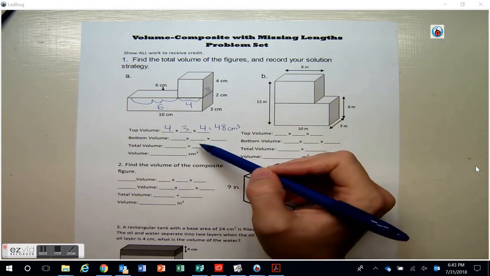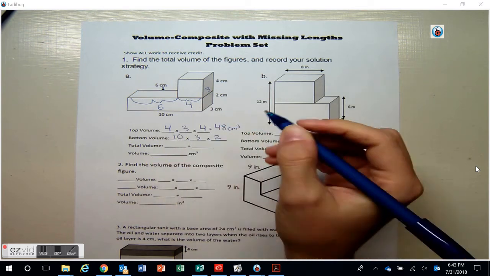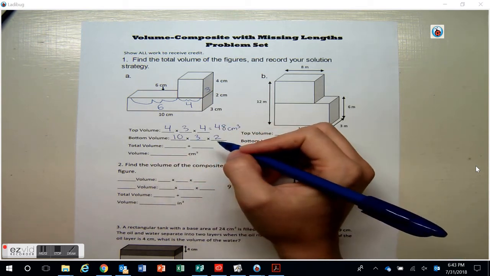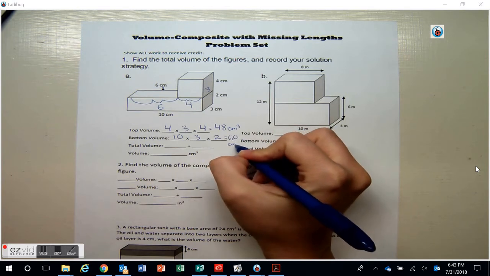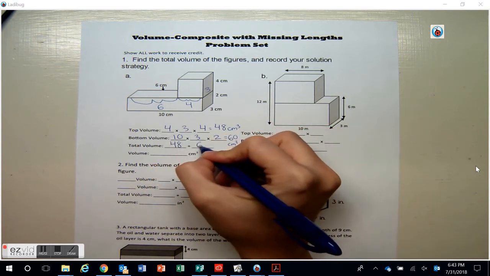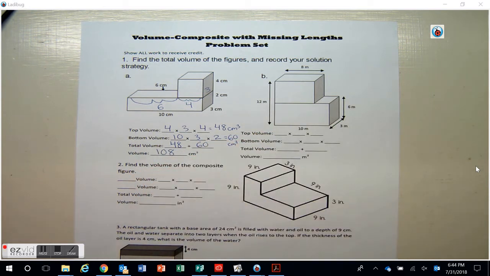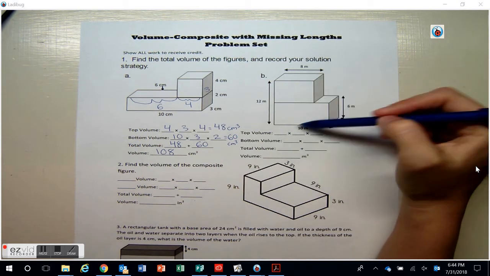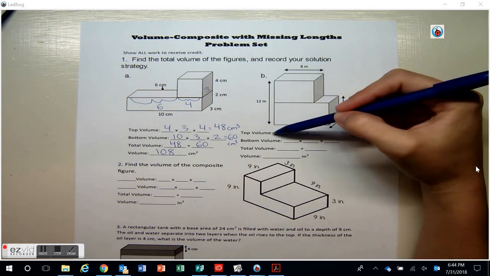For the bottom, I'm given everything I need. Length times width times height. That's 10 times 3, which is 30, and 30 times 2, which is 60 centimeters cubed. So now I have 48 plus 60, which gives me 108 centimeters cubed. 108 centimeters cubed.